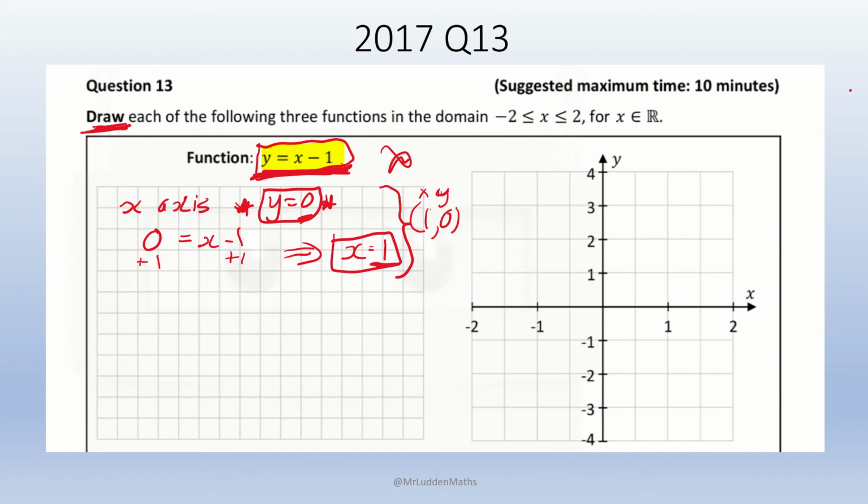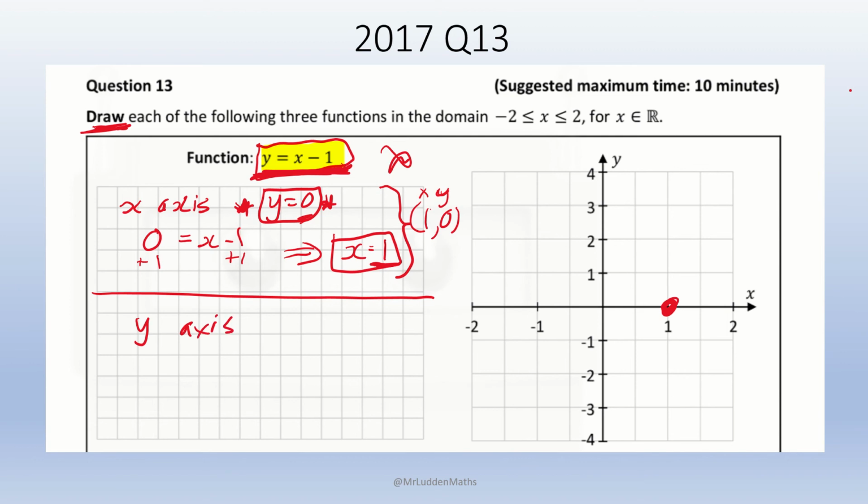So just to plot that on your graph, if I was to draw that, the point 1, 0, I go across 1 and up 0, and that's going to be my first point on my line. However, if you remember, I need 2 points on my line. So I found out where my graph is going to cross my x-axis. Now I'm going to find out where it crosses my y-axis.